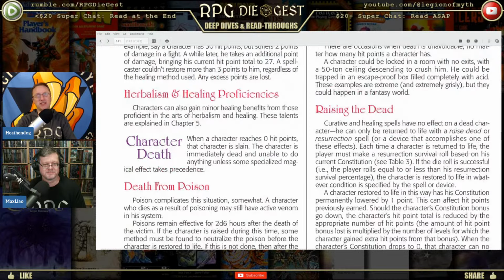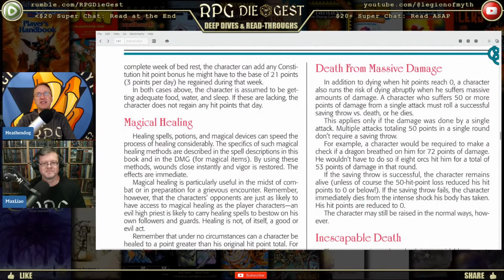Okay, that sucks. Massive damage. Here we go. This is all dead. This is not mostly dead. This is all dead. In addition to dying when you hit 0, a character also runs the risk of dying abruptly when he suffers massive amounts of damage. A character who suffers 50 or more points of damage from a single attack must roll a saving throw versus death or die. I love this. I love it. Players hate it, but I love it.